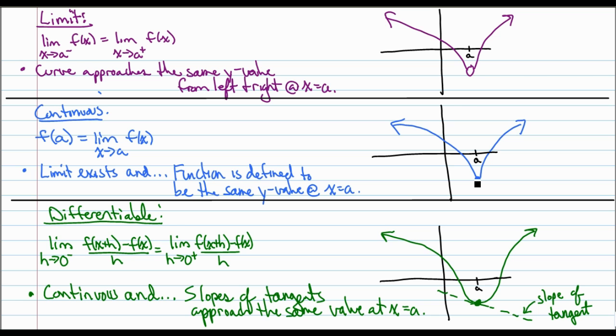Well, your function has a derivative if the slopes from the left equal the slopes from the right. So we have the limit as h approaches 0 from the left and the limit as h approaches 0 from the right. So we are taking the slope of these two little points and we're approaching our specific a value to find the slope at that specific spot.